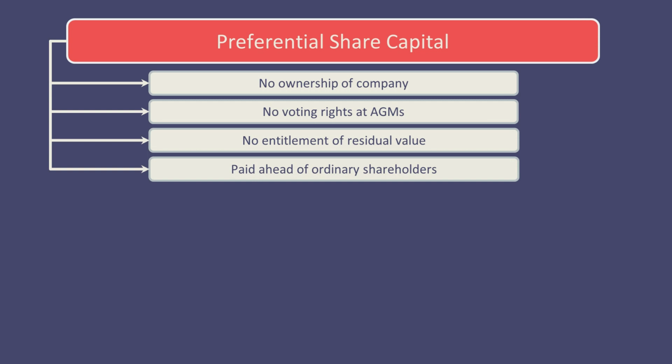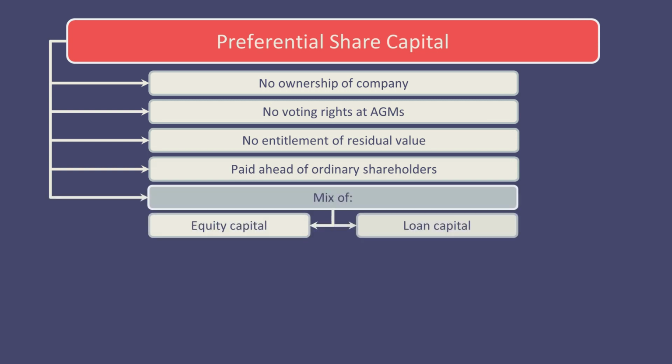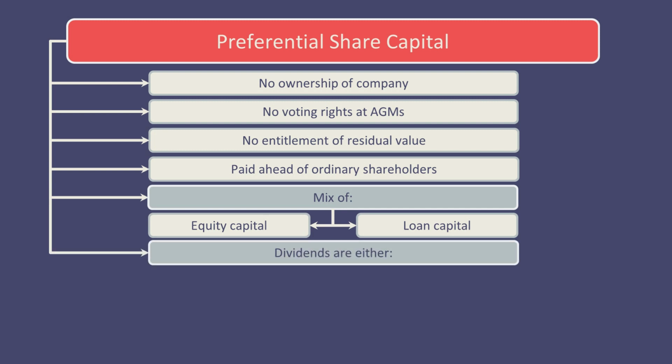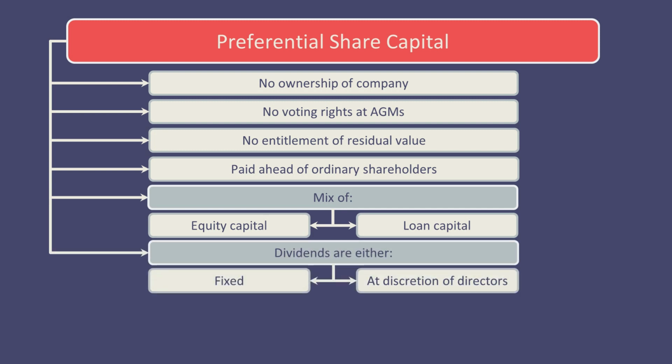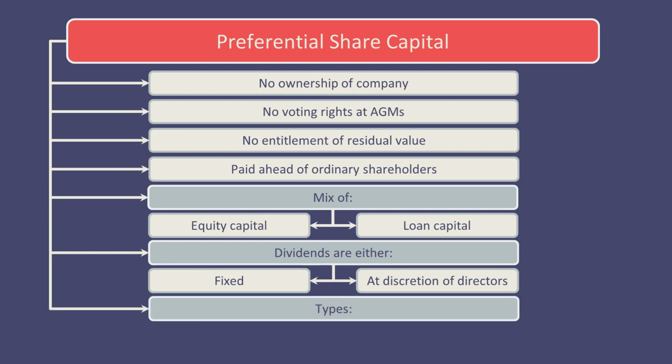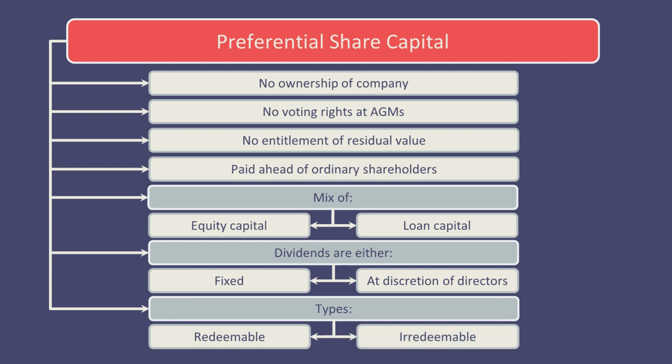Preference shareholders are seen as a mixture of equity and loan capital because they don't have ownership of the company and are similar to a loan. The preference dividend can be either fixed or at the discretion of the directors and they are paid ahead of the ordinary shareholders' dividends. There are two types of preference share. Redeemable preference shares, which have a fixed repayment date similar to a bank loan. Irredeemable preference shares, which have no fixed repayment date, similar to ordinary share capital.